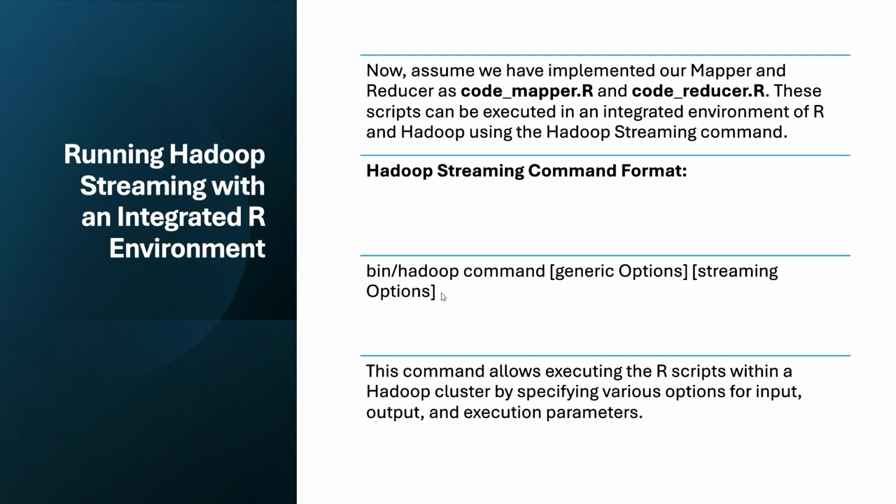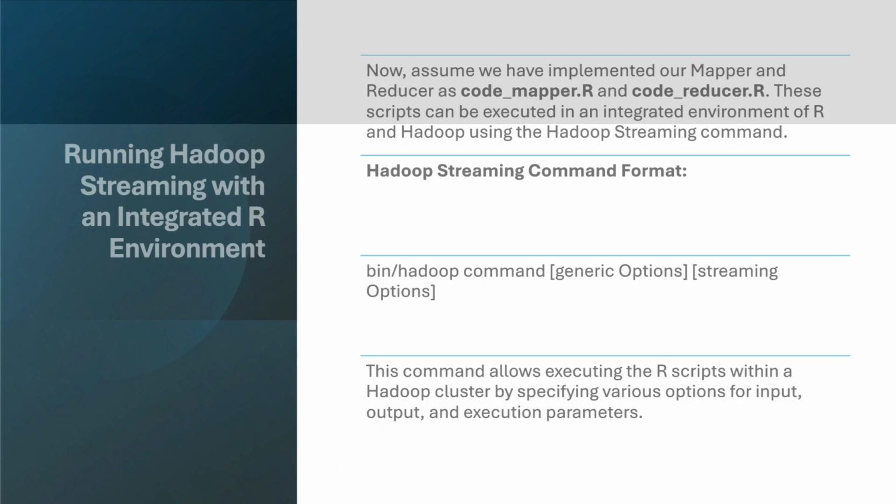So this is the option that we can use, the bin slash Hadoop command, then the generic options that we are providing with the streaming options. So let us understand what this scenario is.